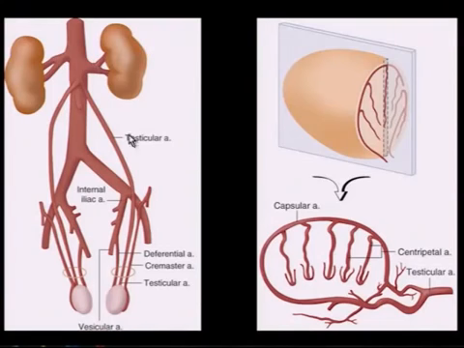So here's a diagram showing that the testicular artery extends to the scrotum, and then when it comes into the scrotum, it branches into that capsular artery that travels at the periphery of the testicle and gives off those centripetal branches to provide blood flow into the testicular parenchyma.